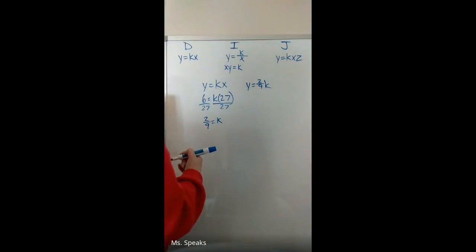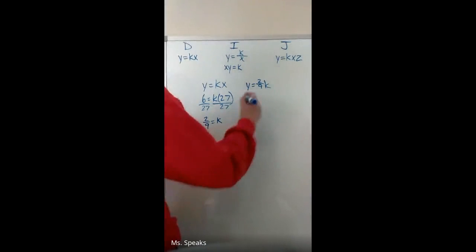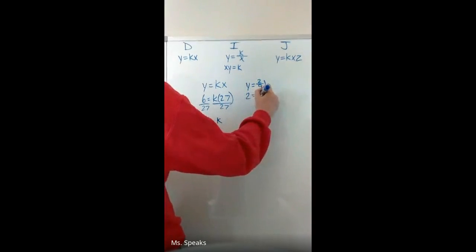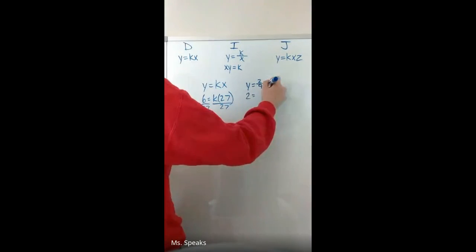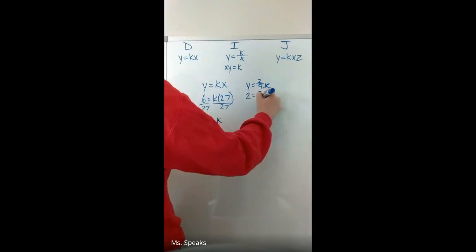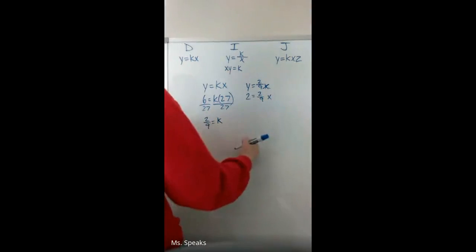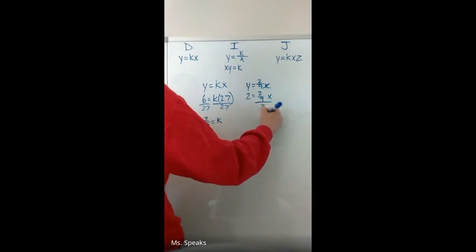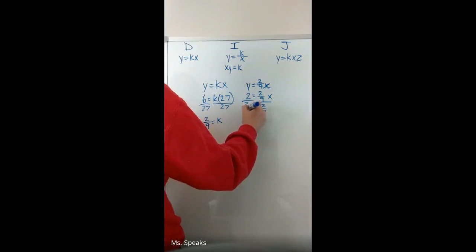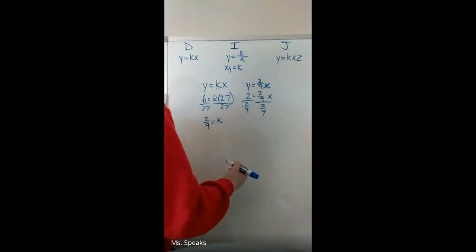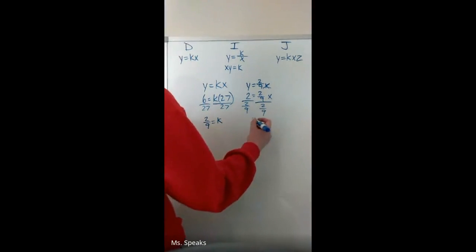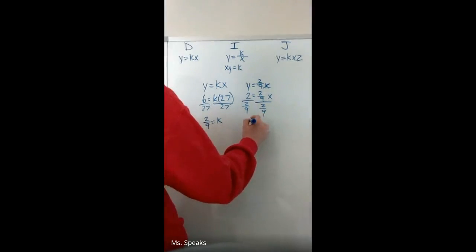Then the second part, find x when y equals 2. So y equals 2. Sorry, that should be an x. And we're looking for x. So I'm going to divide by 2 over 9, divide by 2 over 9. Trying to do fractions in my head. This would be 9.